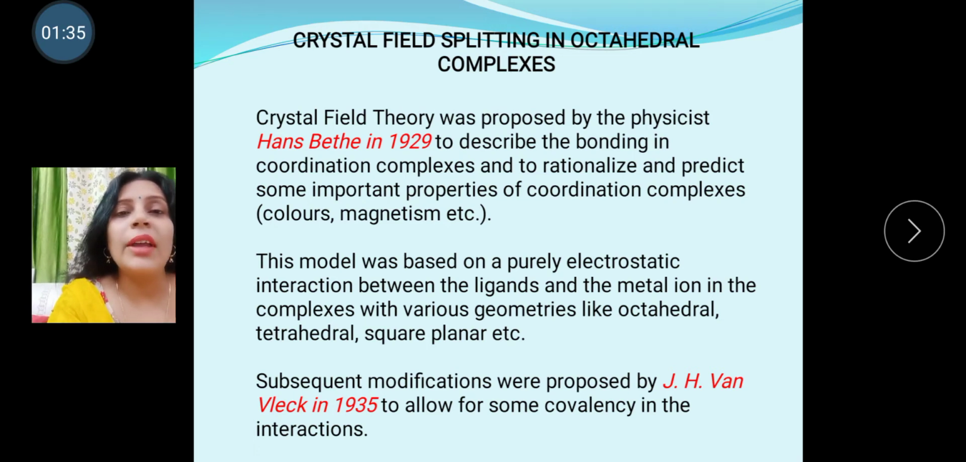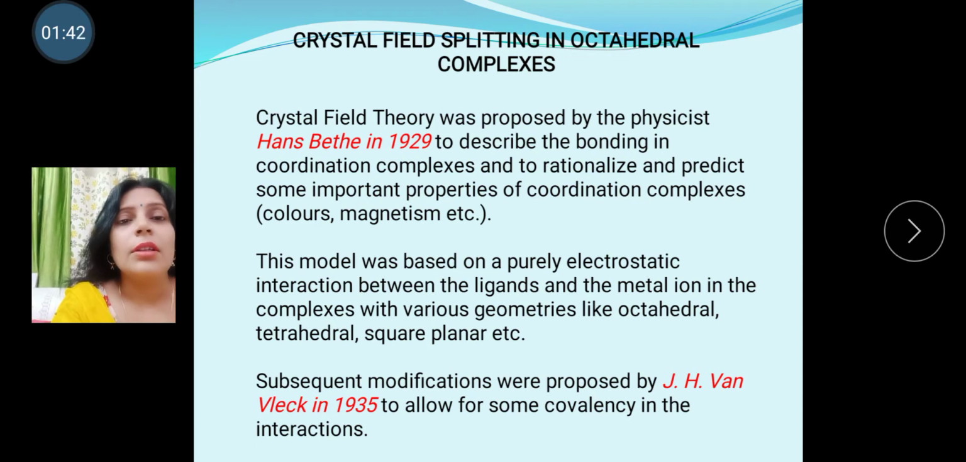So, in various geometries like octahedral, tetrahedral, square planar, etc., how the interaction takes place, we are going to study. But in this special lecture, I am taking the case of octahedral complexes. Further, subsequent modifications were proposed by J. H. Van Vleck in 1935 to show covalency in the interaction also.